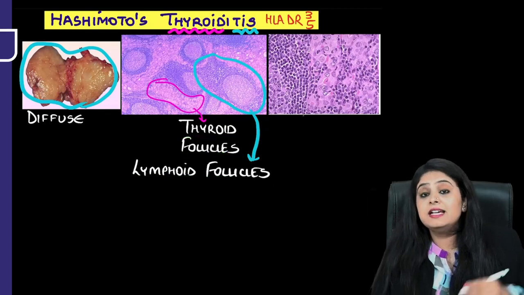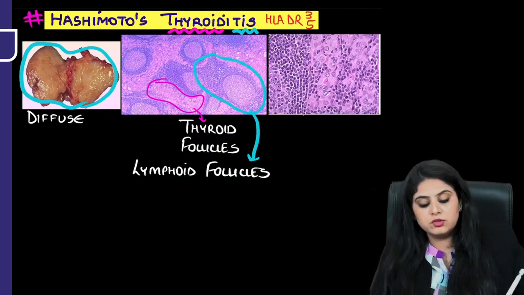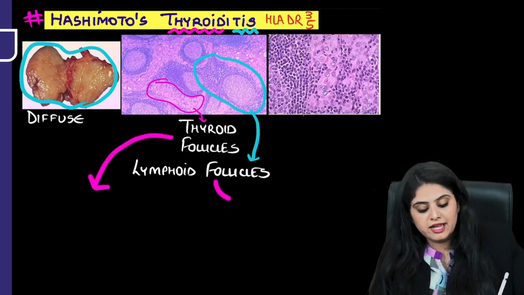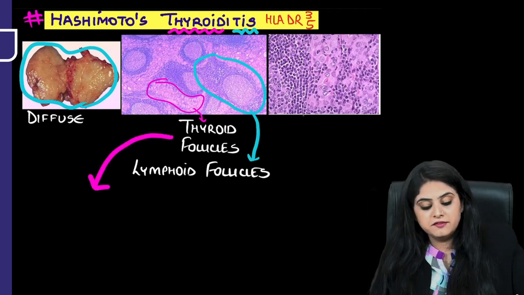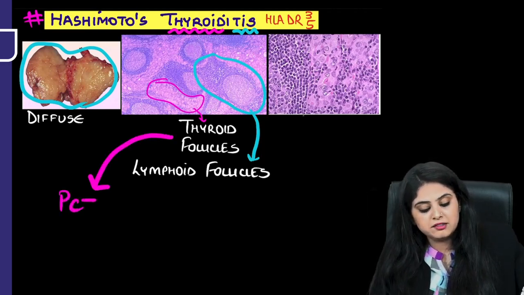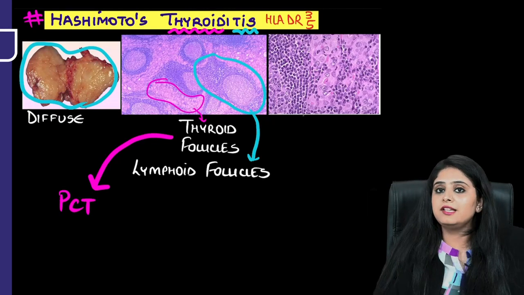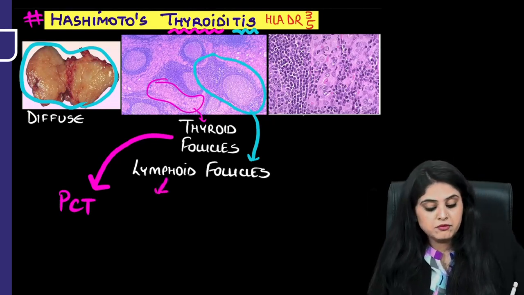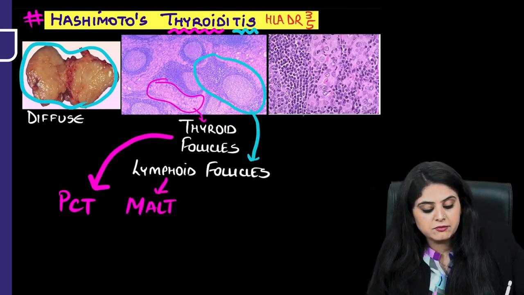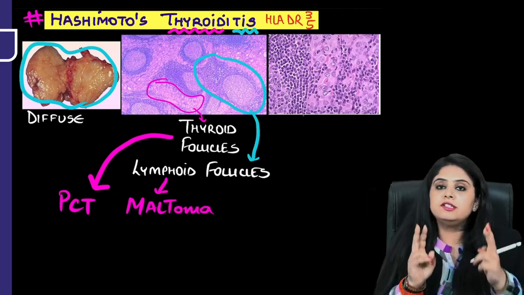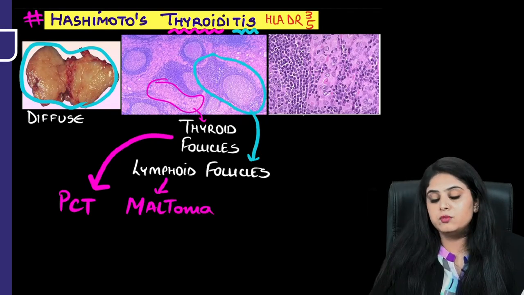That is why, guys, later on, what do you study? Hashimoto's thyroiditis can give rise to 2 cancers. That will make sense. The first cancer is going to be papillary carcinoma. Thyroid wale part se what will arise? Papillary carcinoma. Lymphoid wale part se lymphoma. That lymphoma is known as maltoma. So these are the 2 cancers that can arise from Hashimoto's.